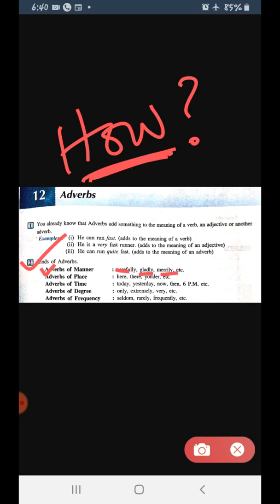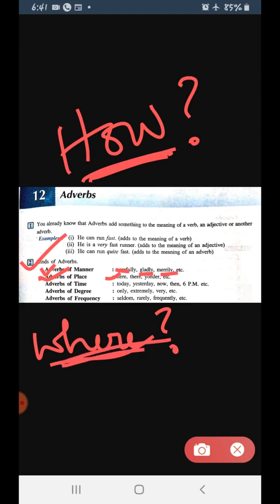Number 2, adverbs of place. So, adverb of place answers the question where. Example: here, there, yonder, etc. Come here. Where? Here. The boy has gone there. Where? There. So, adverb of place answers the question where.